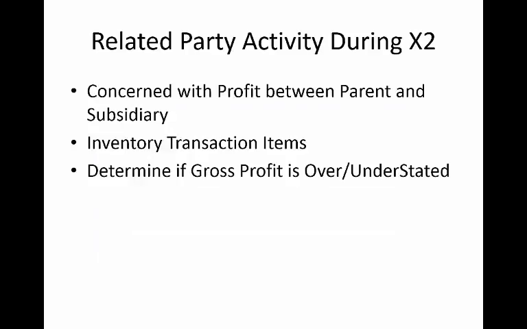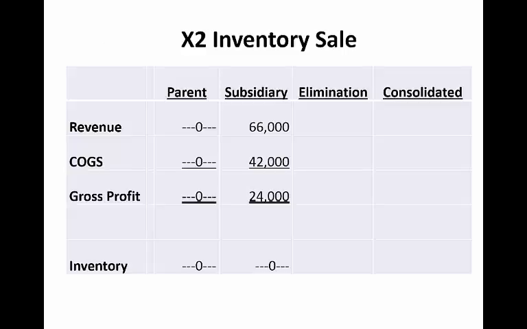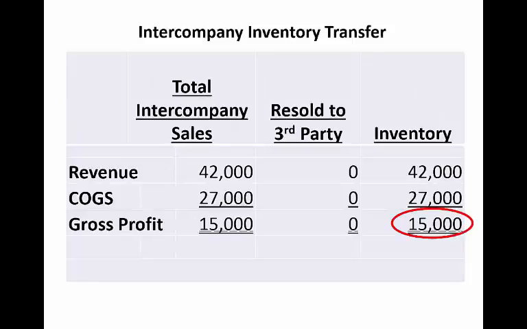Now, is the gross profit over or understated? Well, this is what our income statement looks like at this point. Okay. So, is there any deferred gross profit? Yes. Not in this year, but last year the parent deferred $15,000, so we must now incorporate that into our income. So here's what we see. That was deferred last year, so we must incorporate it in this year.